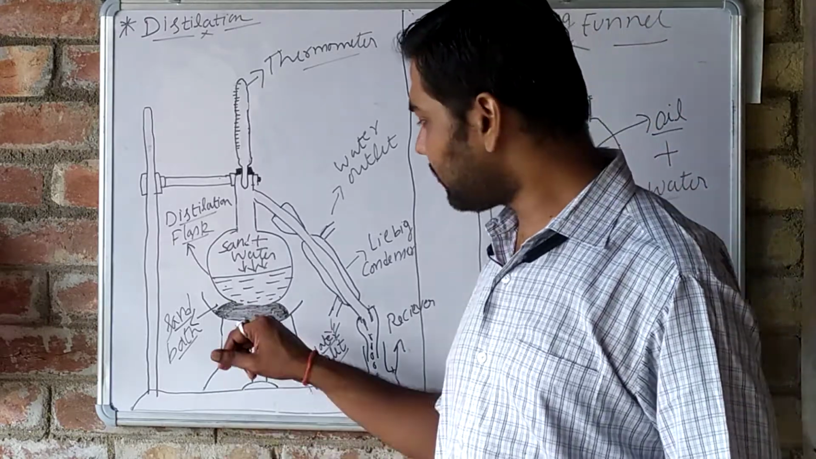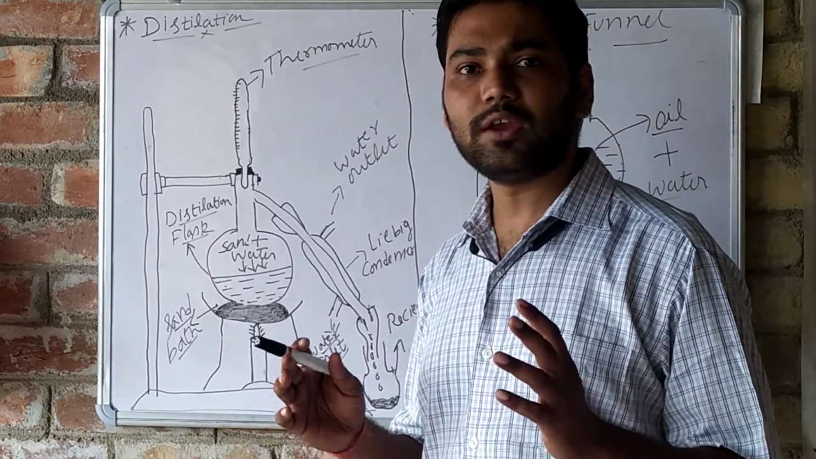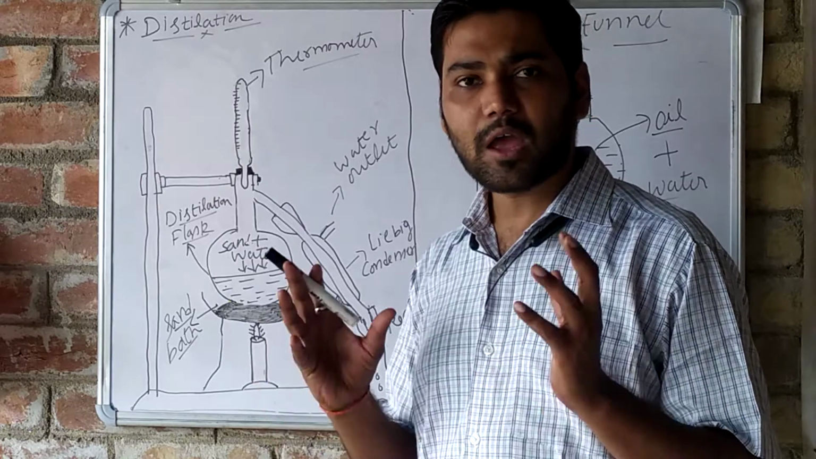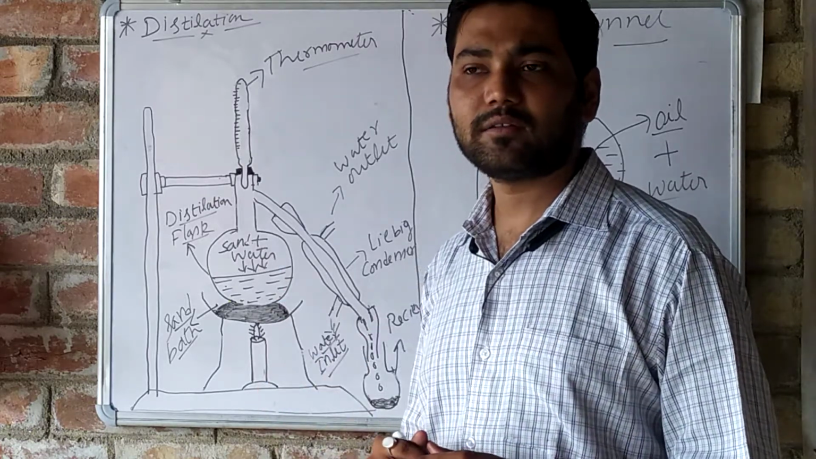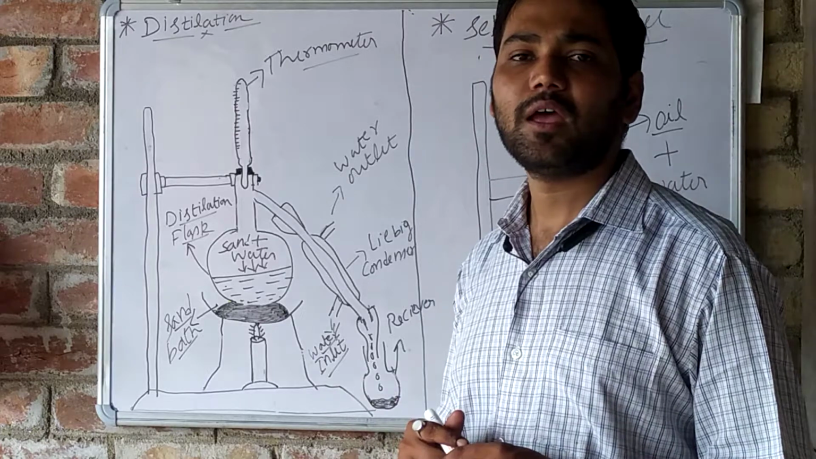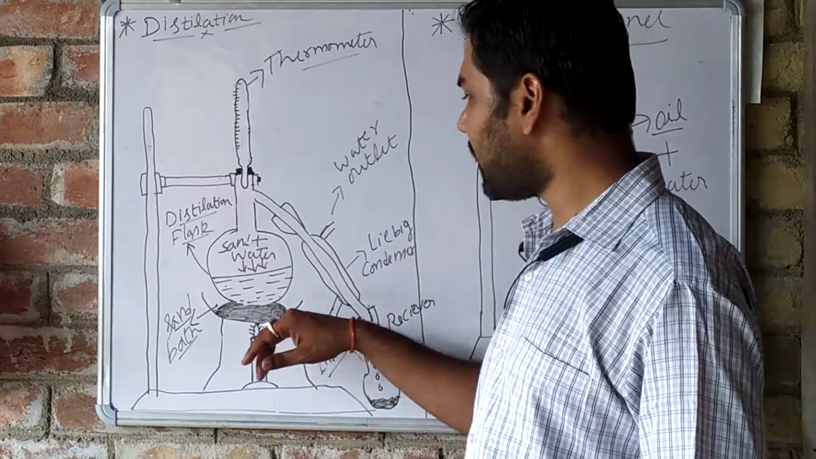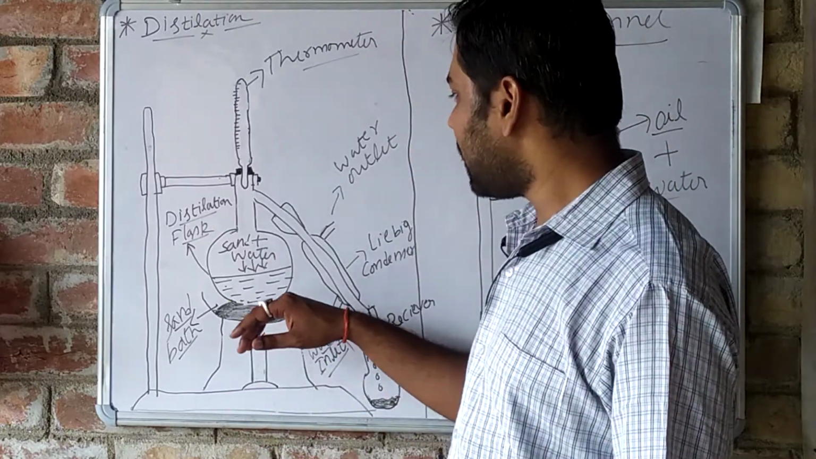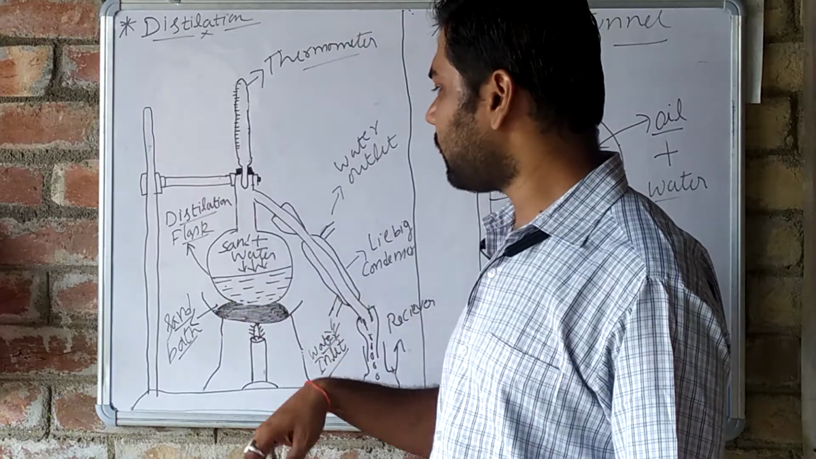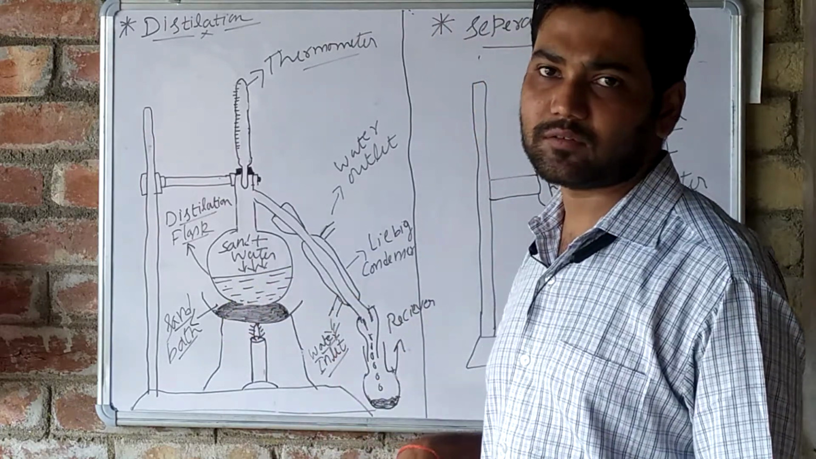बालू का काम क्या है? यहाँ पे बालू हीट को बहुत ज्यादा समय तक एब्जॉर्ब करके रखता है. अंडरस्टैंड? बालू हीट को बहुत ज्यादा देर तक एब्जॉर्ब करके रखता है. दैट इज व्हाई वी विल हैव अ सैंड बाथ. Understand? And the mixture of sand and water is placed on that distillation flask.